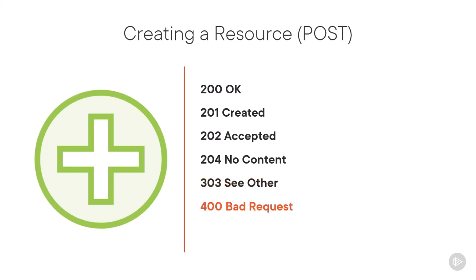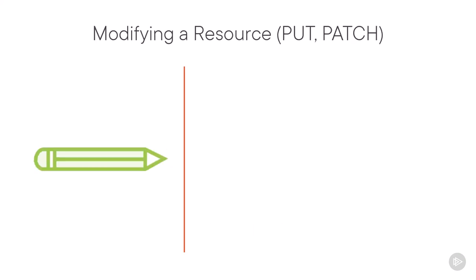A 400 bad request is commonly returned in response to malformatted requests, and 429 again can be used to enforce request limits. If you're using a put or patch, then a 200 OK is fine with no body or with the updated body. If you don't intend to return the resource in the body, then a 204 is more specific.